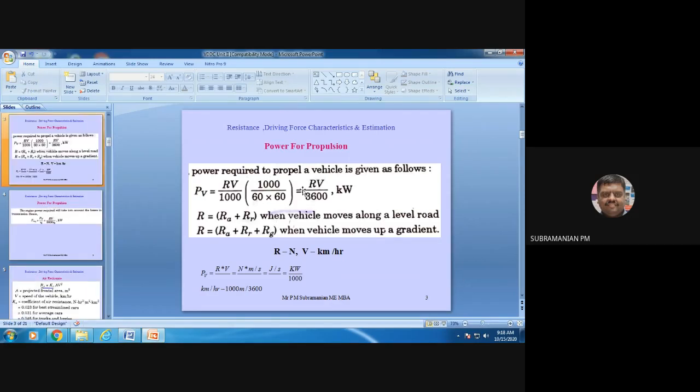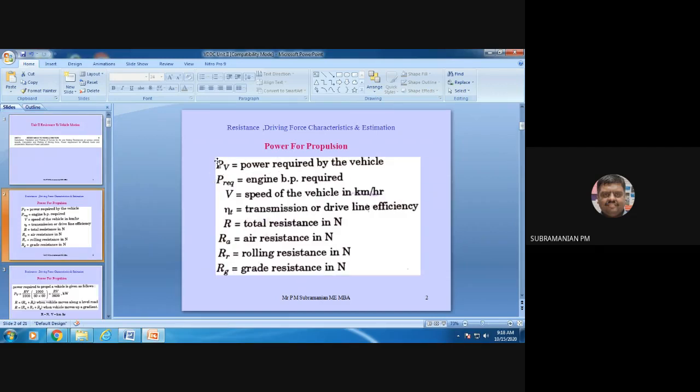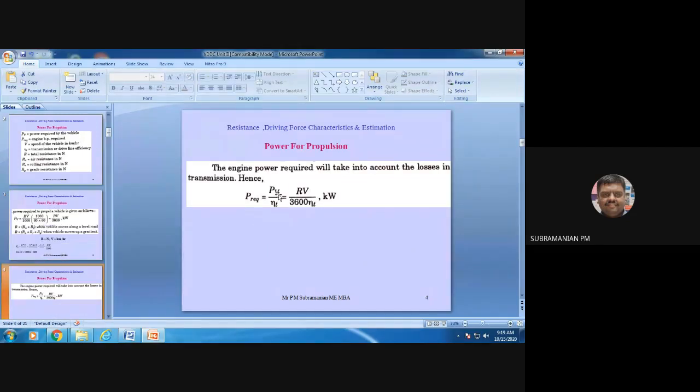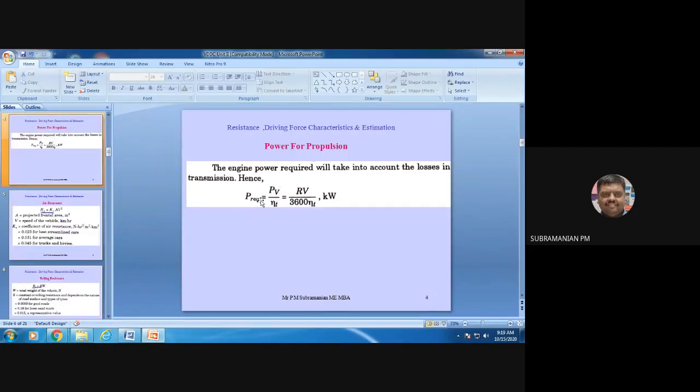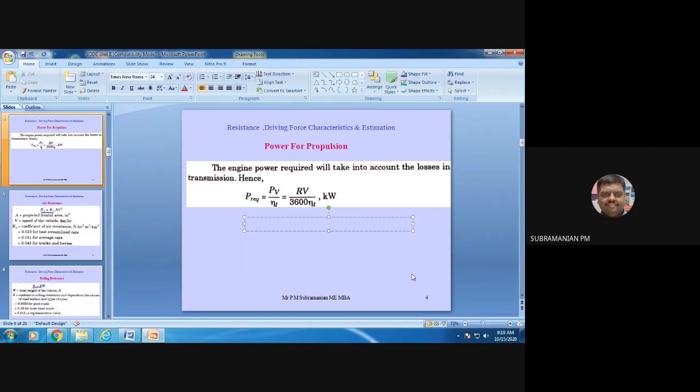Now I know my resistance. I know what speed I have to go. So based on this, I will find PV. Now the next step: I have found out PV, based on my resistance and the speed I have to go. So next is P required, that is, for this PV, how much power the engine has to produce. P required should account for the transmission losses. For example, my power required by the vehicle is 100 kilowatt, okay?